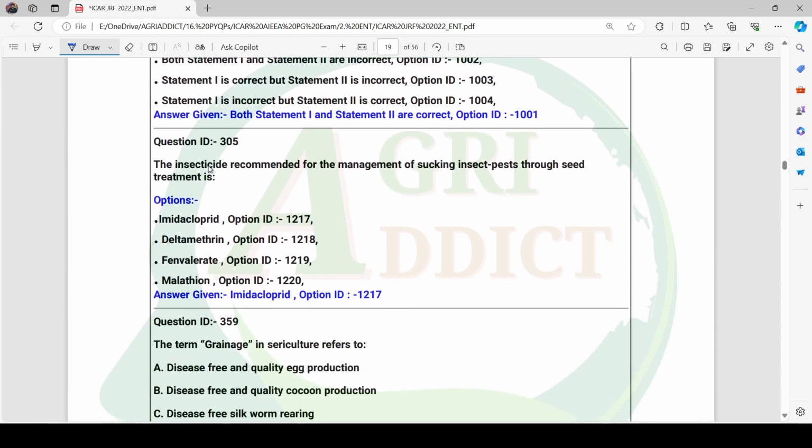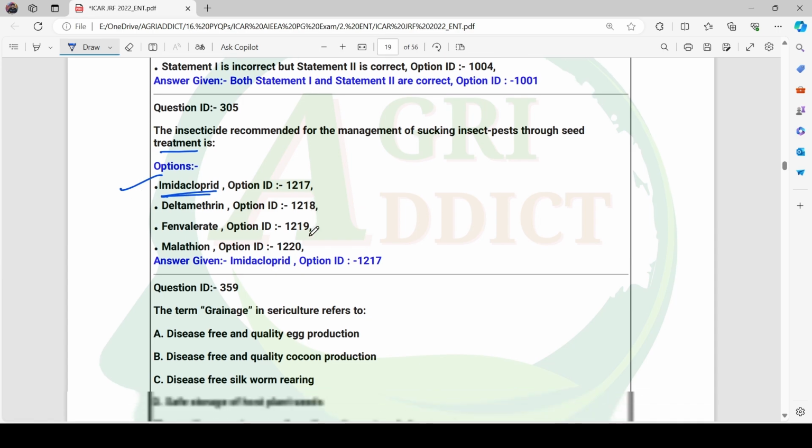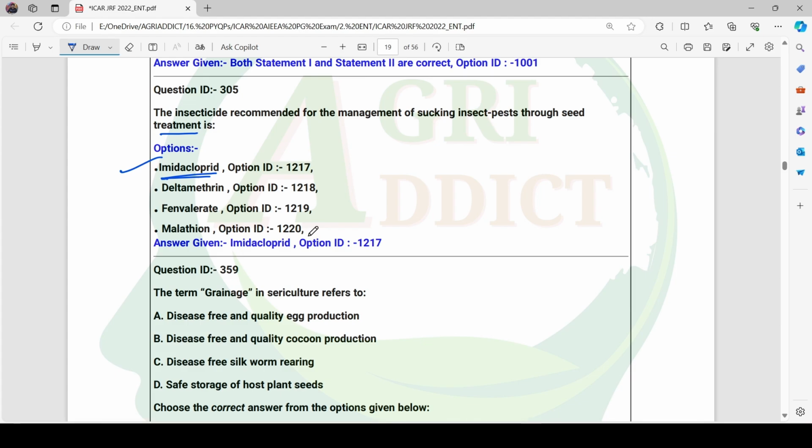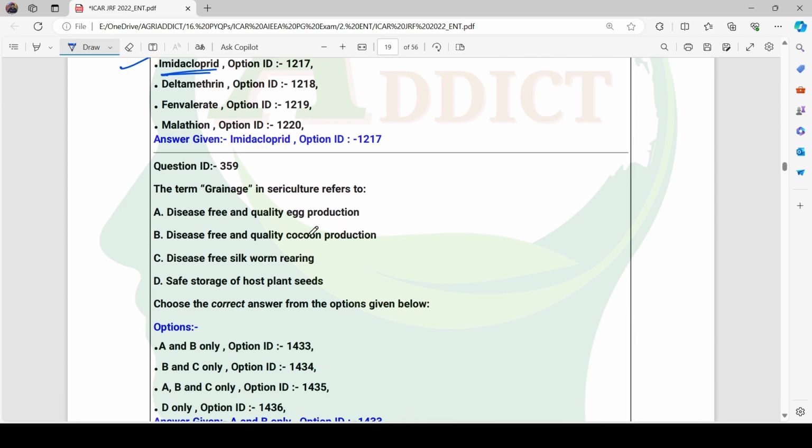The insecticide recommended for the management of sucking pests through seed treatment is imidacloprid. Just close your eyes and answer imidacloprid. This is a very important insecticide for seed treatment against sucking insect pests.